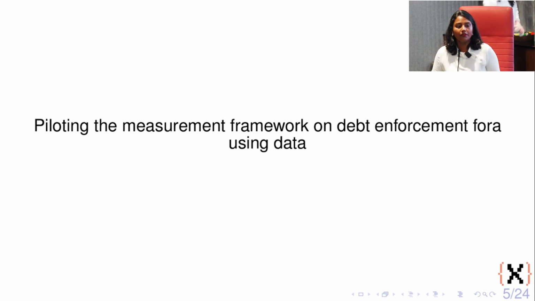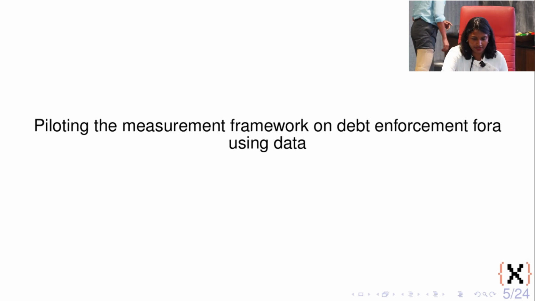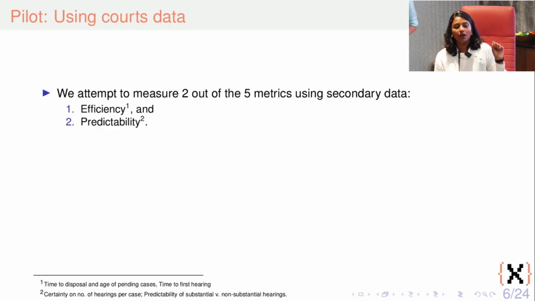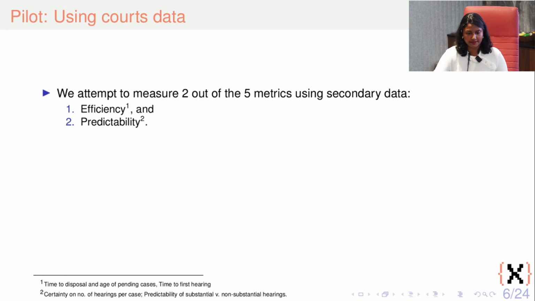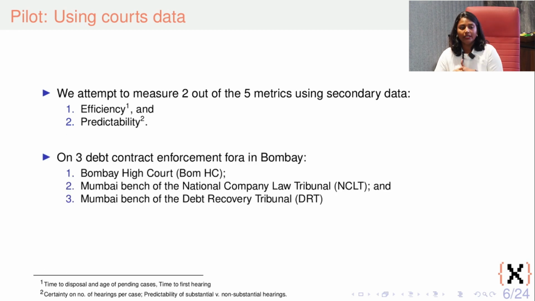Okay, so first, how have we deployed the framework in order to measure those metrics that can be measured using secondary data? Out of the 5 metrics, 2 can be measured through data. One is efficiency, which is your timeliness aspect, and the second is predictability, that pertains to hearings of the cases. We deploy this for 3 debt enforcement fora in Mumbai: the Bombay High Court, the Mumbai bench of the NCLT, and the Mumbai bench of the DRT.